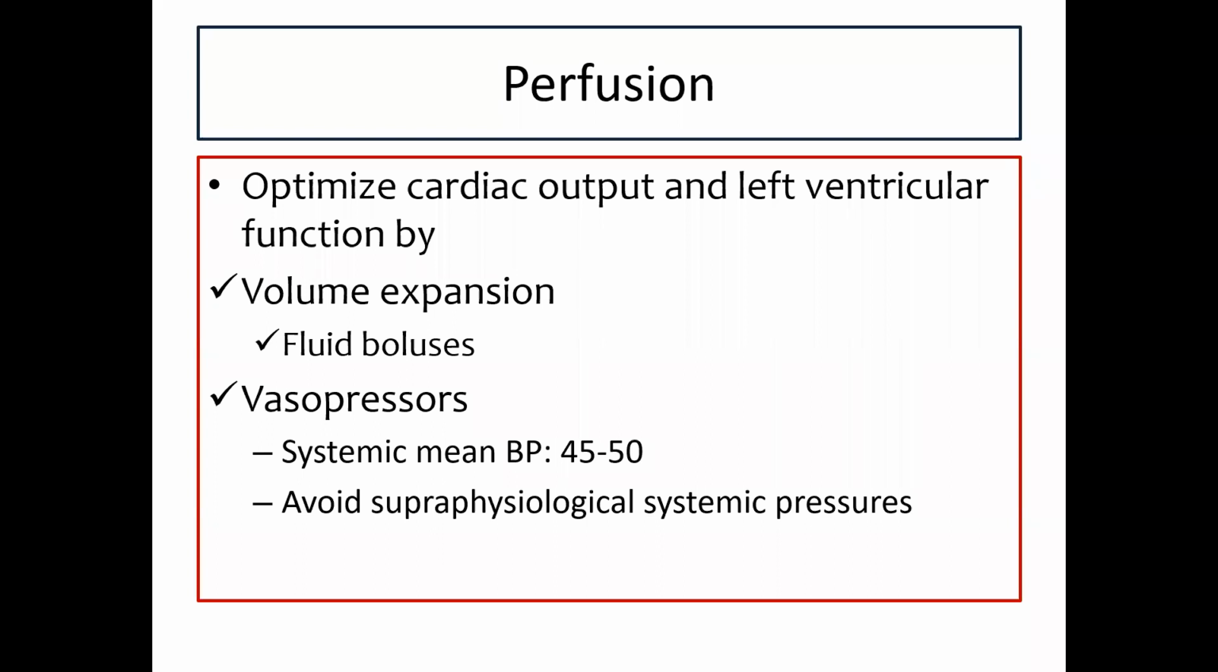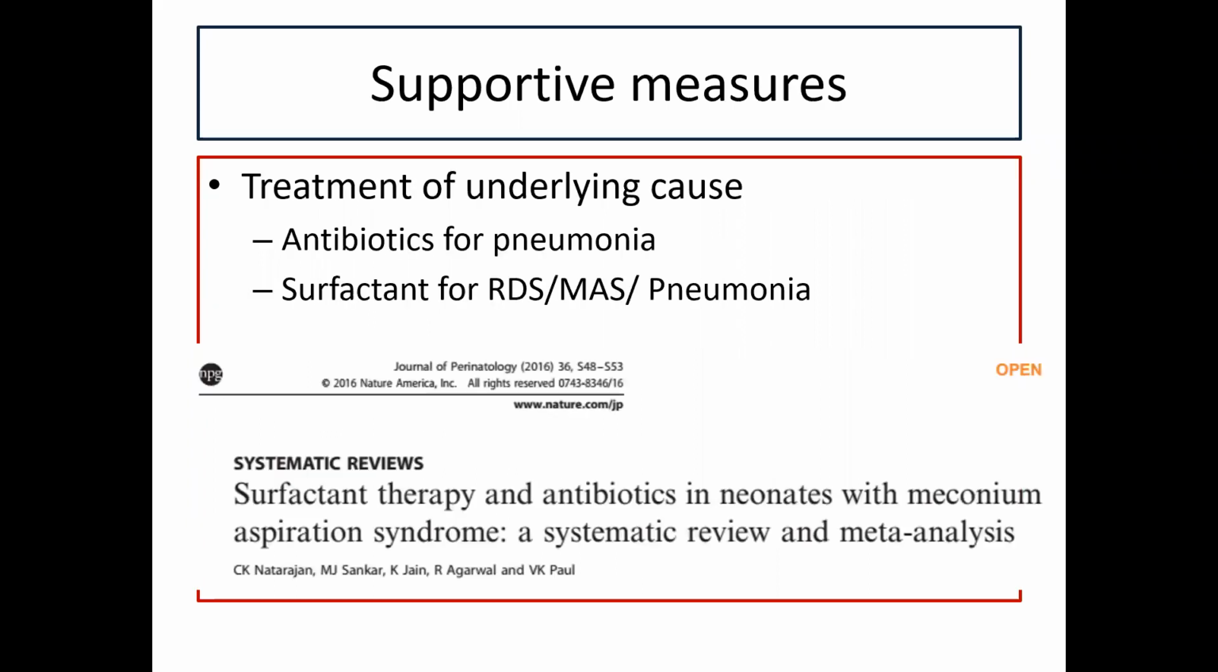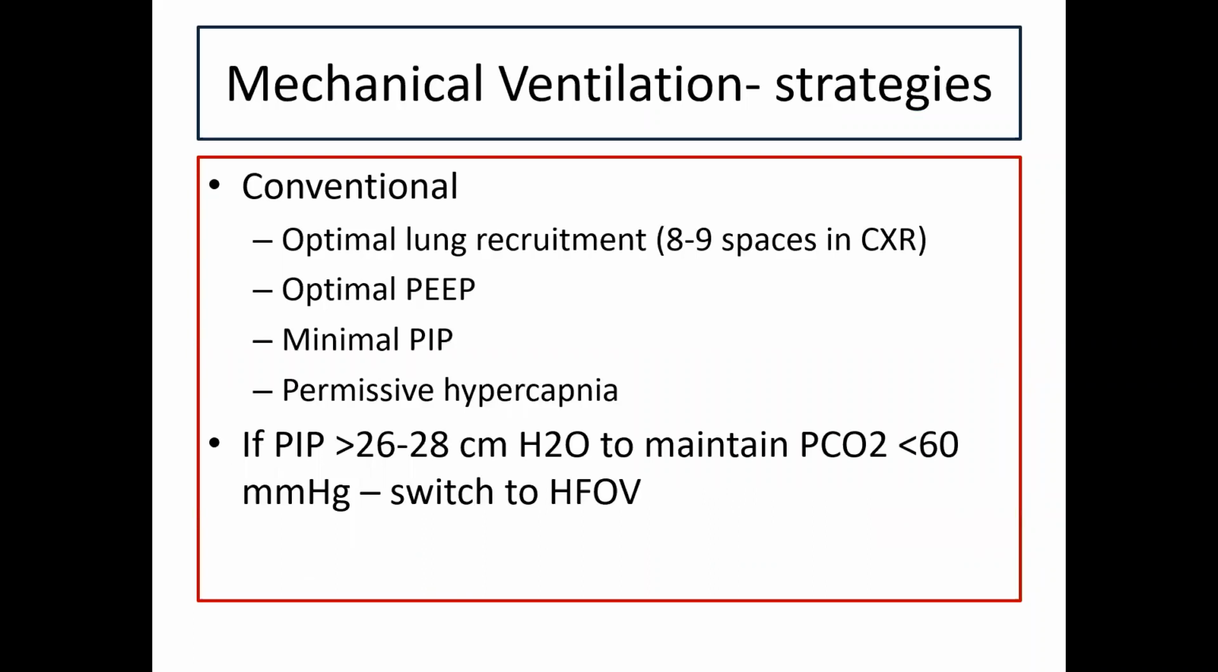Maintain optimal cardiac output and perfusion by optimizing the left ventricular function. We'll just be seeing a small flow chart in a minute. This includes optimizing the volume by using fluid boluses judiciously if there is evidence of decreased intravascular volume. And if volume has been optimized, then go on to optimize the systemic blood pressure by using vasoconstrictors appropriately. Now, if there is an underlying cause like pneumonia, MAS or RDS, of course, one has to use appropriate specific management, including surfactant for RDS, and in some cases for meconium as well, and appropriate IV antibiotic therapy.